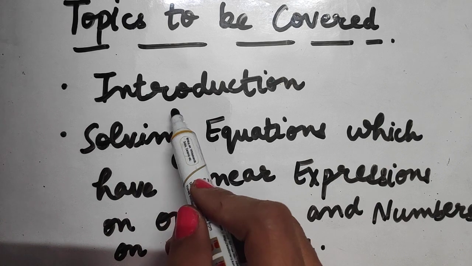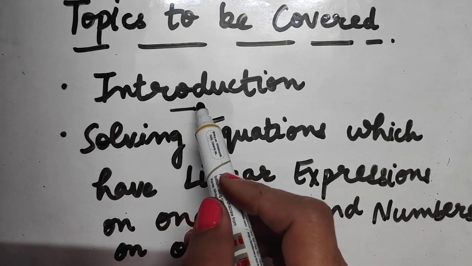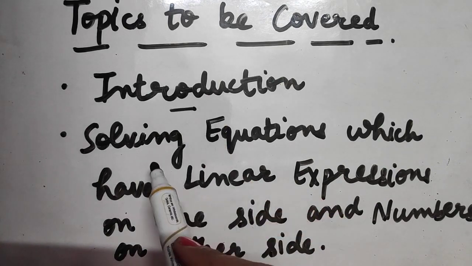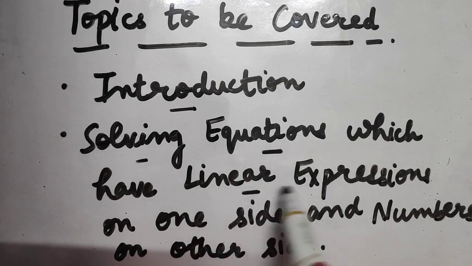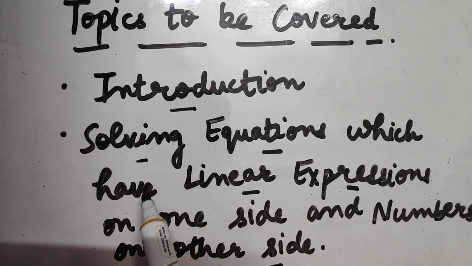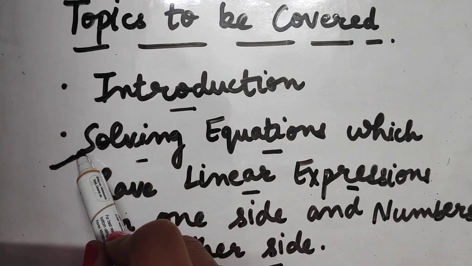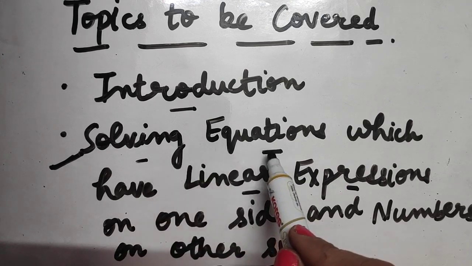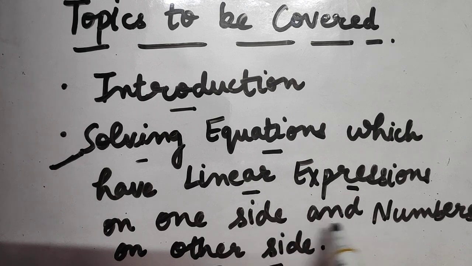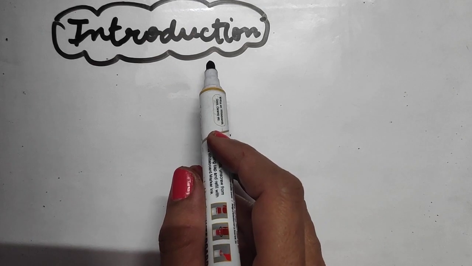Firstly, we shall have the introduction of this chapter number 2, that is linear equations in one variable. After that, we shall learn how to solve the equations which have linear expressions on one side and numbers on the other side. And we will be solving few questions on the basis of this topic. That is, we will be learning with the help of few examples how to solve the equations which have linear expressions on one side and numbers on the other side. Let us see the introduction part of this chapter.